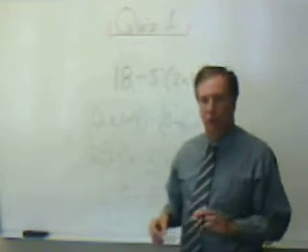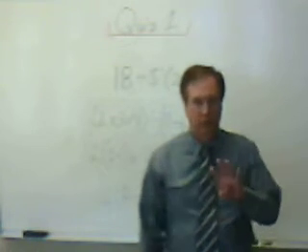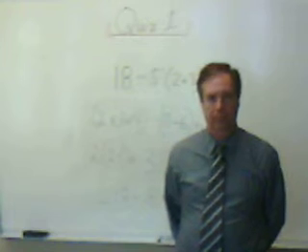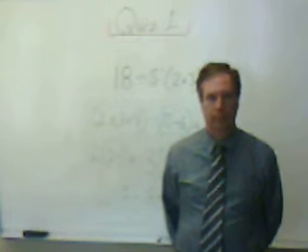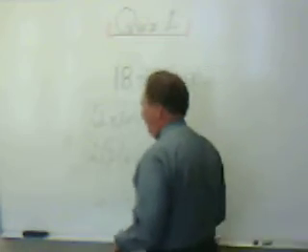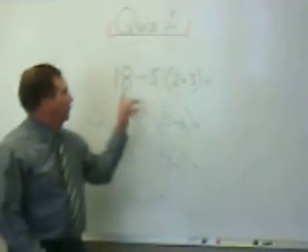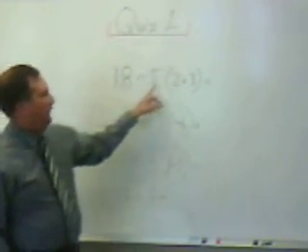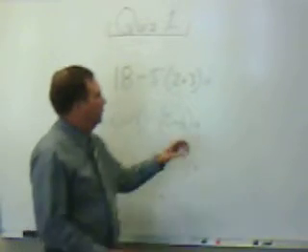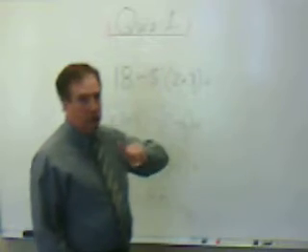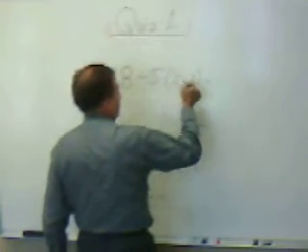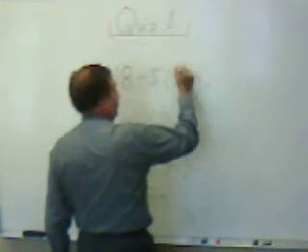Okay, so go ahead and try to do the first 4 in quiz 1, please. All right, let's do them together. Number 1 is 18 minus 5 times (2 plus 3), and what does it equal? Okay, now the first thing you do is you do the inside of the parentheses. So 2 plus 3 is 5.